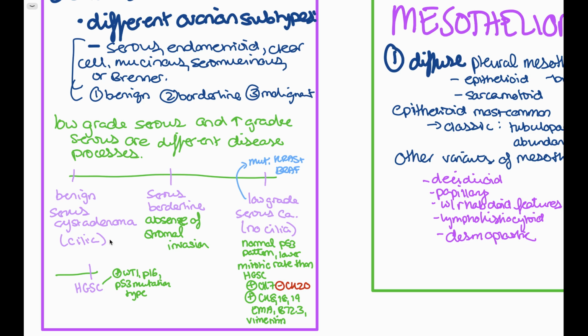You'll usually see cilia for this, and then we move on to serous borderline, which has an absence of stromal invasion. And next we have low-grade serous carcinoma, which has KRAS and BRAF mutations. Usually there's not going to be as much cilia present. These patients will have a normal P53 pattern, lower mitotic rate than high grade, positive CK7, positive CK8, 18, 19, EMA, B72.3 and Vimentin, and negative CK20. And then high grade is going to be positive for WT1, P16, and there's going to be a P53 mutation type present.